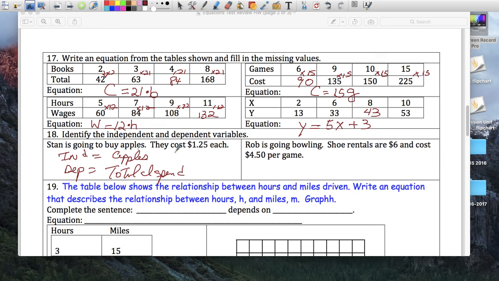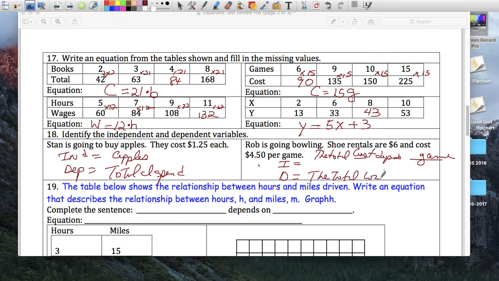So M equals 5H. Remember, your independent variable goes down here, and your dependent goes over here. Your title is miles driven, and the hours go here. I'm going to fit 1, 2, 3, 4, 5, 6, 7, one box each, then 8. I know we don't have 8, 9, 10, but we can extend that line.